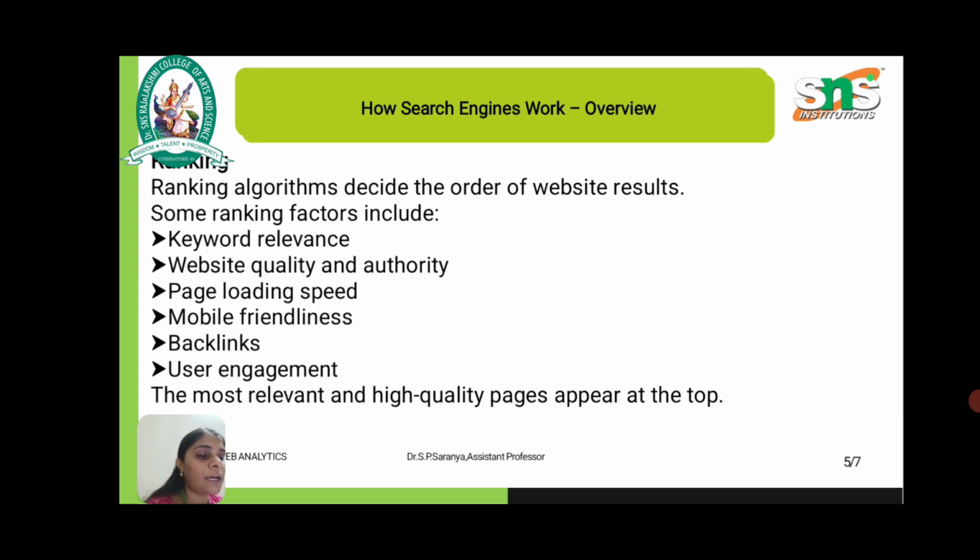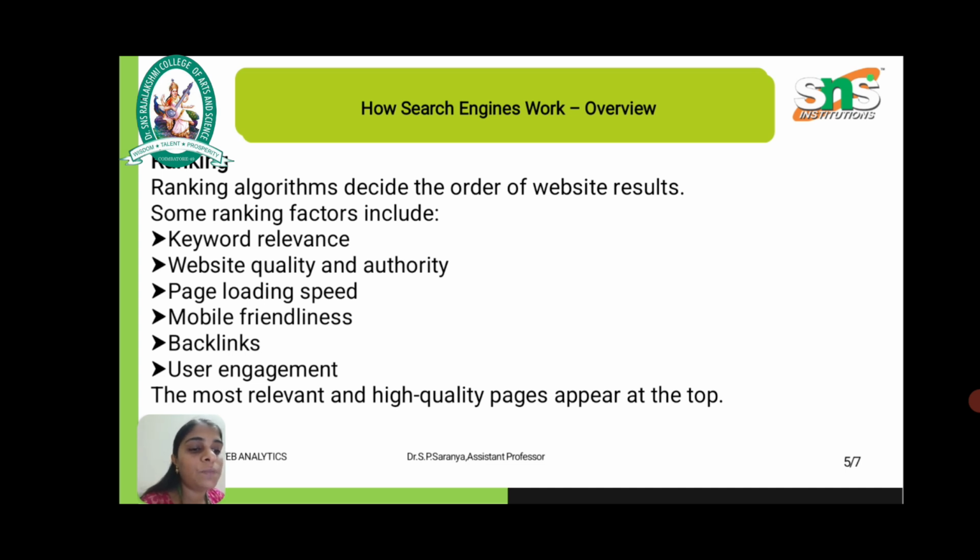Next is ranking. It is simply deciding which page should come first. Now comes the core of the search engine, which is ranking. When a user types a query, that is, what they want, like benefits of yoga or best programming language, the search engine does not search the entire internet. Instead, it searches its own index.